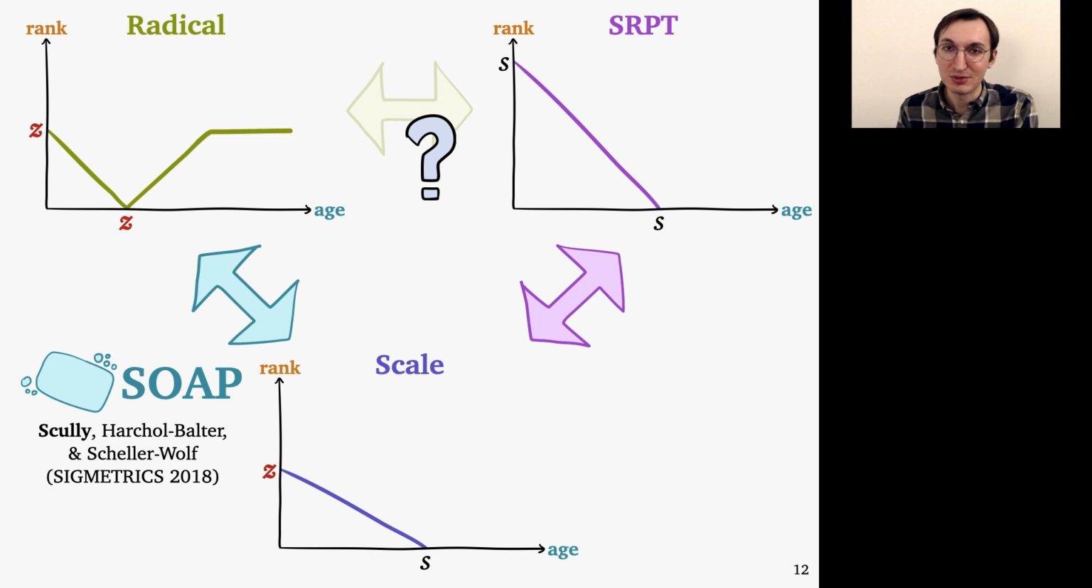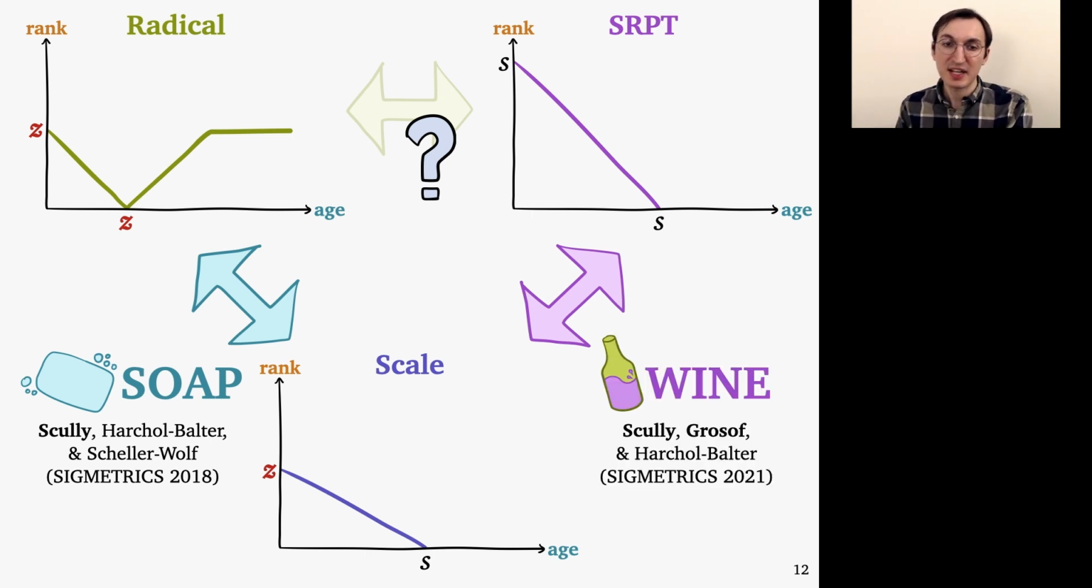The first tool is SOAP, which we use to compare Radical to Scale. The second tool is called WINE, which we use to compare Scale to SRPT. I'm going to say just a few words about SOAP, and then I'll go into a bit more depth on WINE. The reason I'm going to focus more on WINE today is because WINE is potentially useful even for worst-case scheduling questions, and I think that's a really important one to share with the ITCS community.